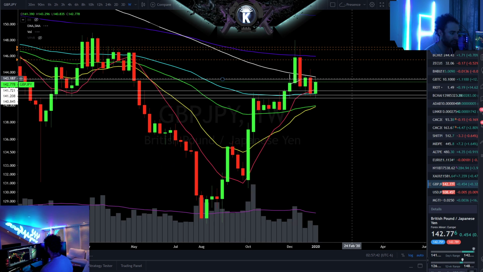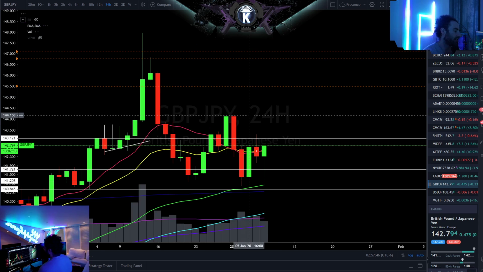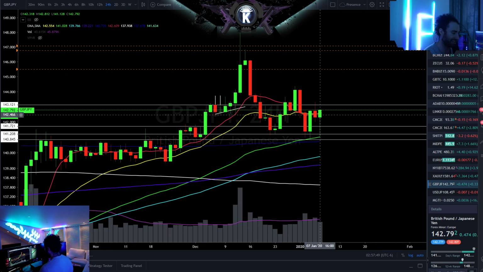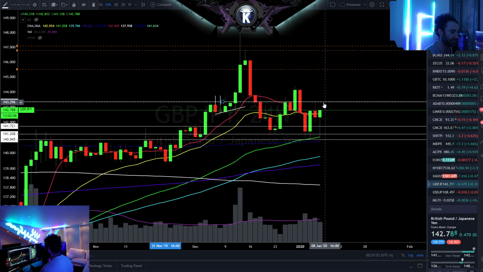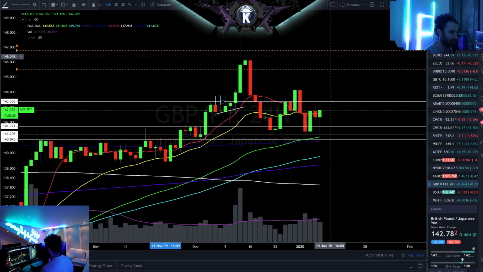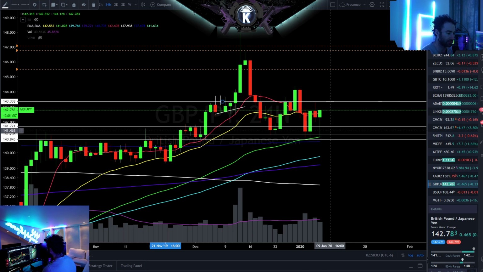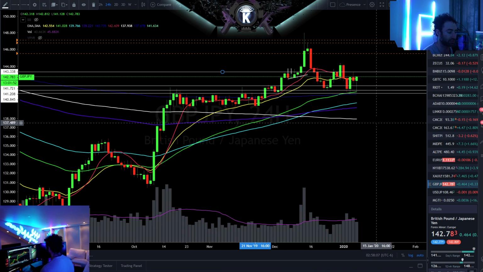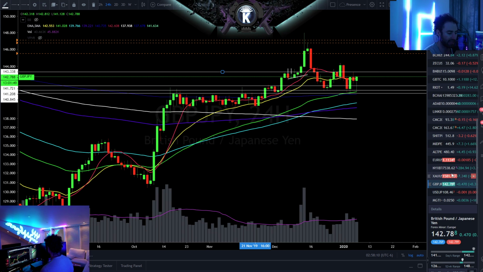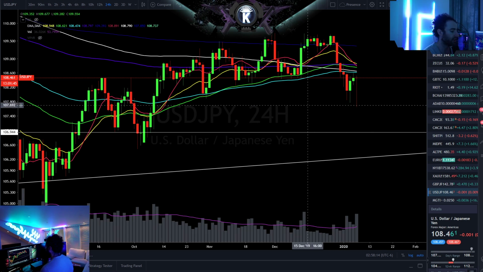Pound yen, getting rejected by the 200 simple once again. Holy moly. Actually, this is a really good reaction, to be fair. You know what? This is kind of getting reaccumulated here. I'd keep an eye on this. A daily close above this area right here, 143.36 region, I'd look for another attempt back up to 146 if that does happen over time. So to be fair, I think I might be wrong about it coming further down to like 138.50 longer term, but we'll monitor it. Of course, it's still a long way away.